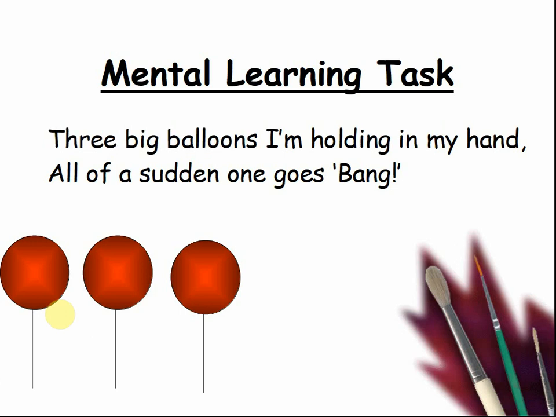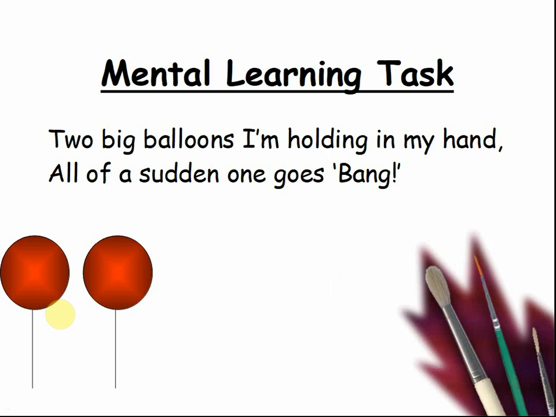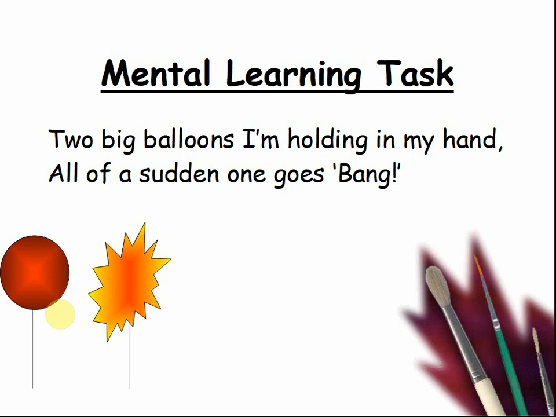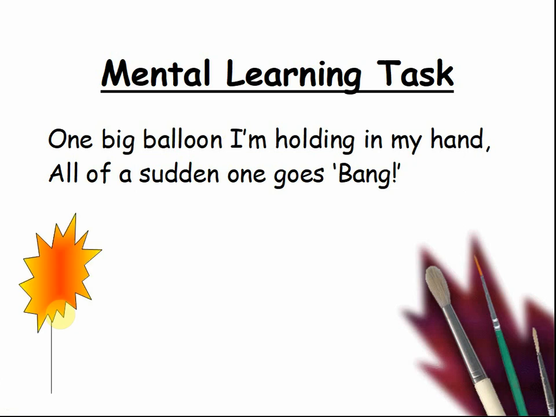3 big balloons I'm holding in my hand. All of a sudden, one goes bang. So it's now 3. Take away 1 makes 2. 2 big balloons I'm holding in my hand. All of a sudden, one goes bang. So it's 2. Take away 1 is 1 left. 1 big balloon I'm holding in my hand. All of a sudden, one goes bang. So 1 take away 1 is 0.